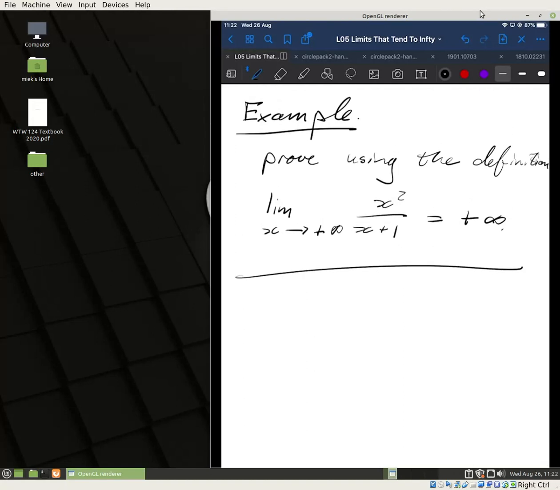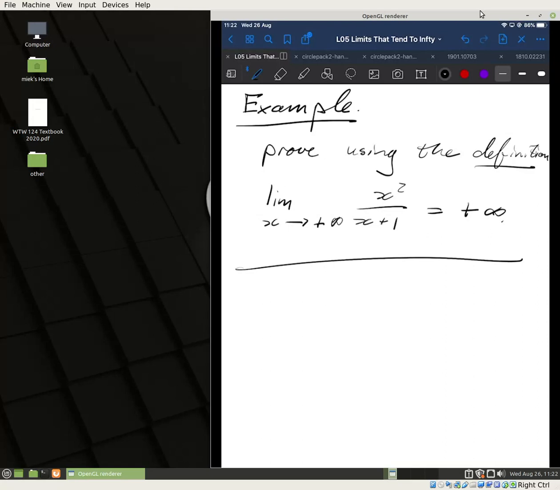So in our previous lecture we introduced the definition of limits that tend to infinity at infinity. Let's take a look at this example. We want to prove, using the definition, that this limit as x tends to infinity of x squared over x plus 1 is equal to plus infinity. So we want to use the definition.